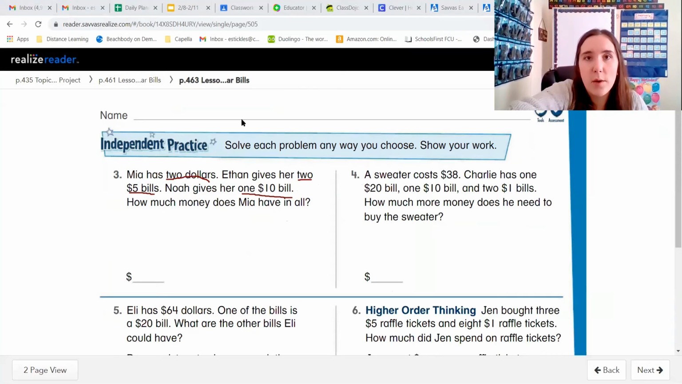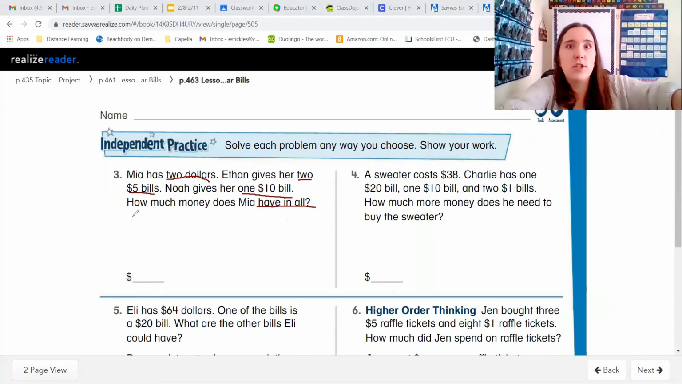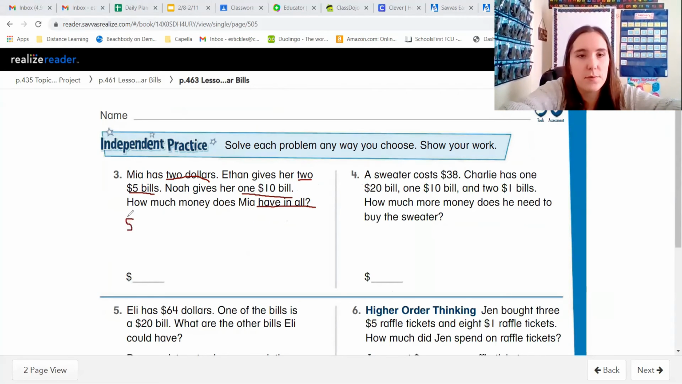So do you guys remember back when we were doing just addition and we learned have in all was like our magic words? That means we're adding things up. So we are going to be doing addition. So we need to start with what she starts with first, right? So first she has $2. So $2 plus, because we're adding.